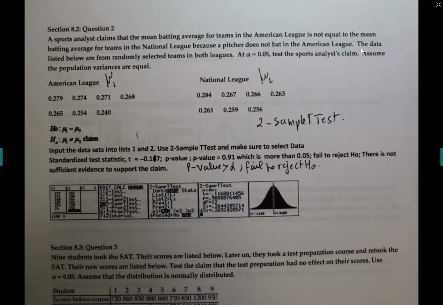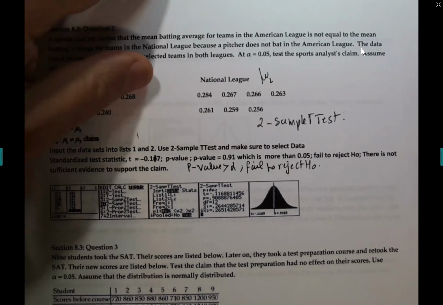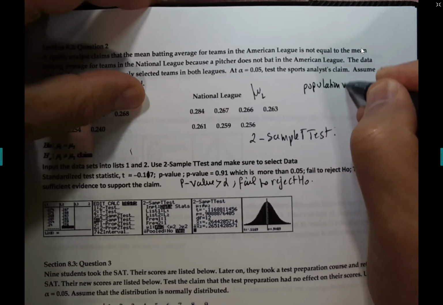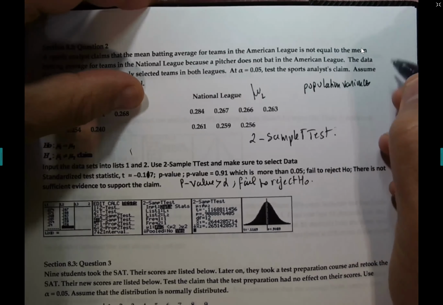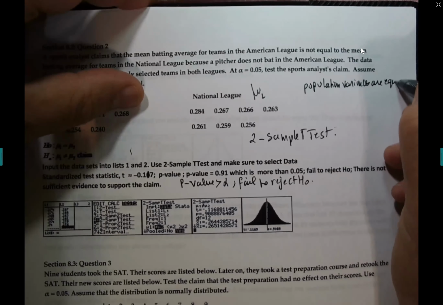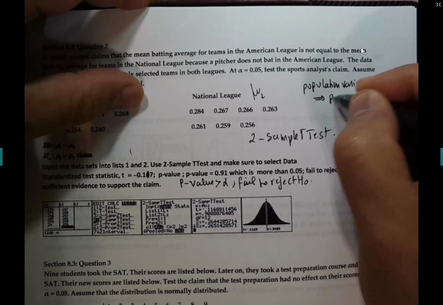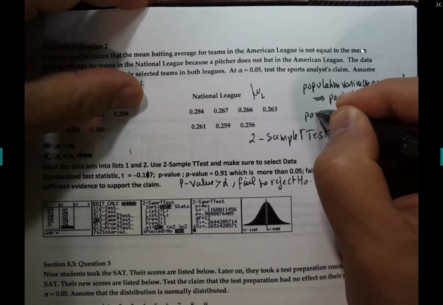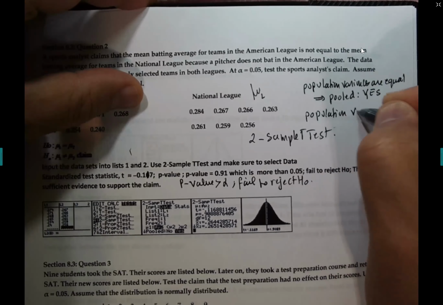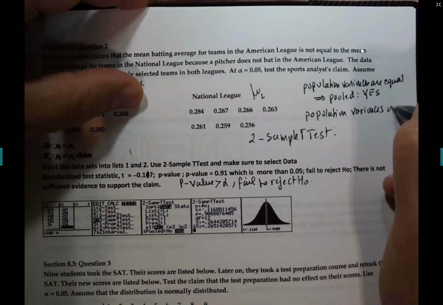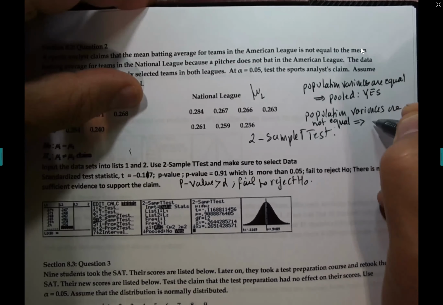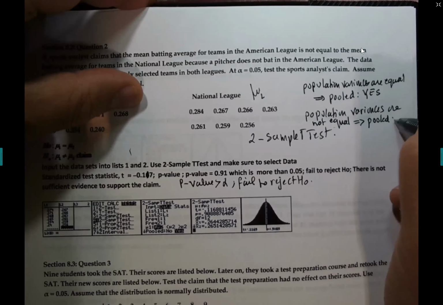So when you pooled it, it should have been a yes, not a no? Yes, definitely. So let me write them down for you guys here. Population variances, I'll keep reminding you of this, are equal implies pooled, yes. Population variances, he has to say that in the question, are not equal implies pooled, no.